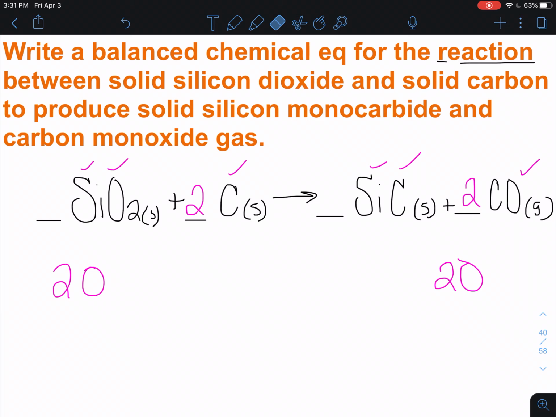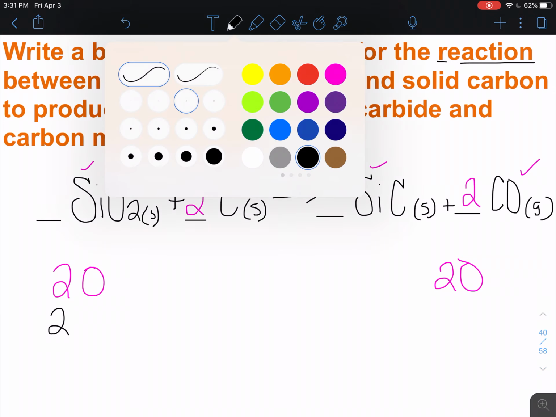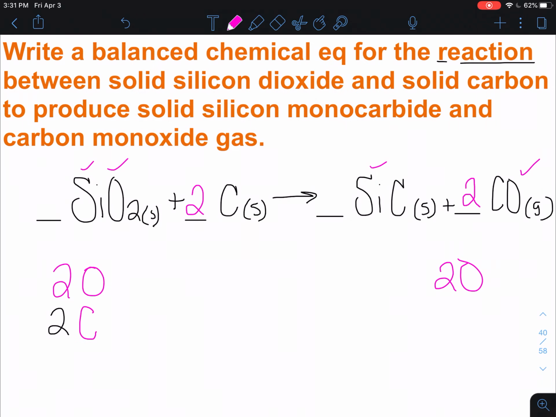I screwed up my carbon. Oops. Carbon is now out of balance. So now I'm going to have to go back and fix my carbons. How many carbons do I have? I still have 2 on the reactant side, but now I have 3 carbons on the product side. So all I'm going to need to do is go back and just easily change this from a 2 to a 3.